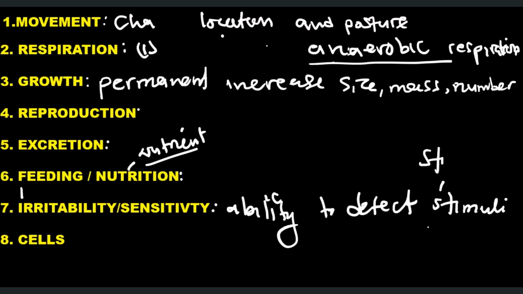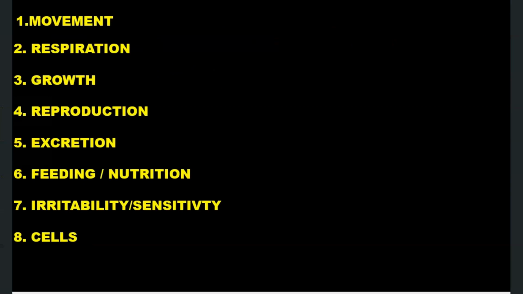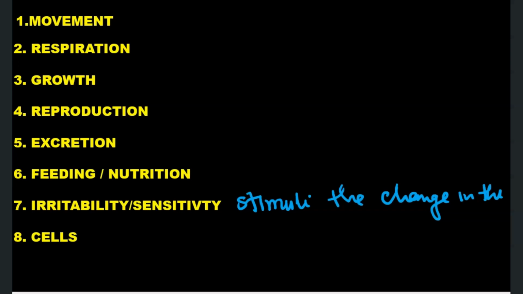Now, what is a stimulus? Stimuli are changes in the environment. Living organisms are able to detect changes in their environment. It could be a change in temperature, a change in pressure, and so on. That is being sensitive. So all living organisms have the characteristic of sensitivity.